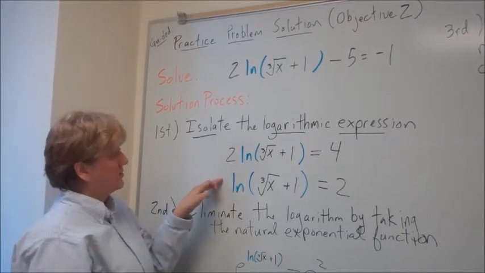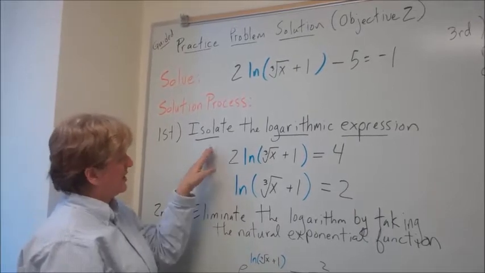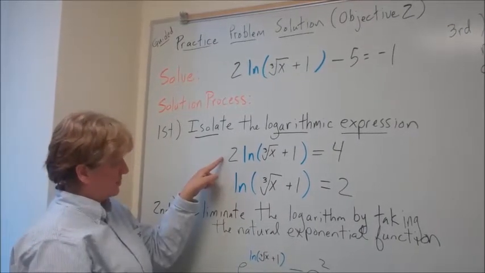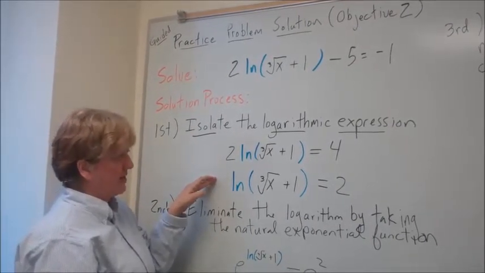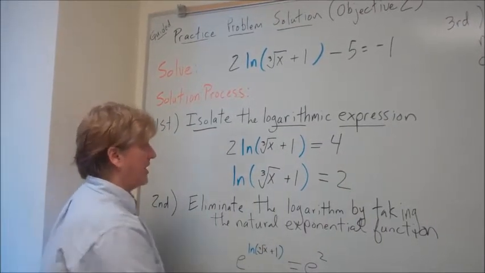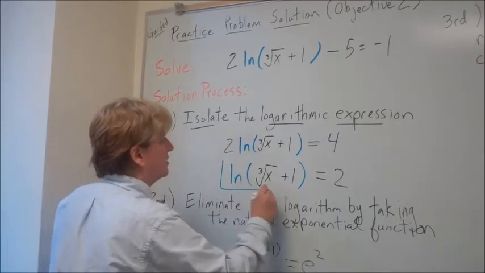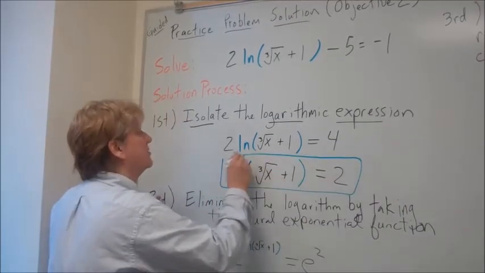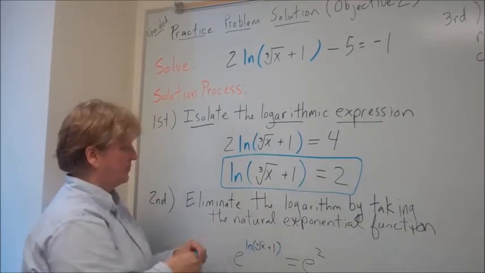Then we need to divide both sides by 2. On the left-hand side, the times 2 and the divide by 2 eliminate. 4 divided by 2 is 2. So now we have an isolated logarithmic expression in our equation.